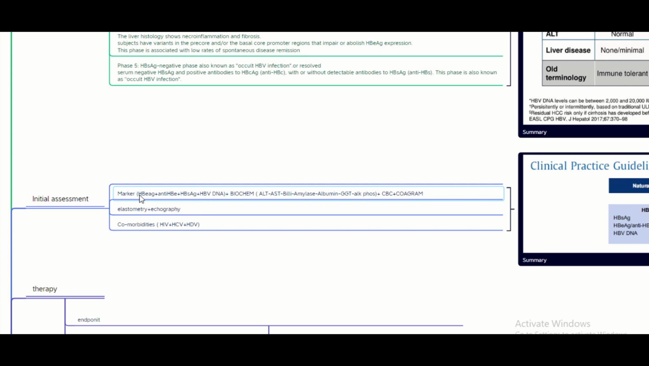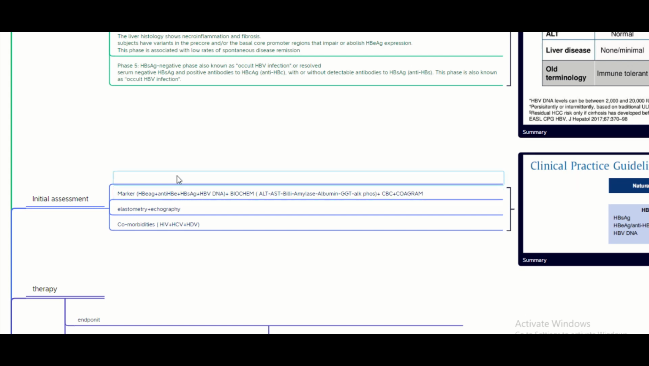The HBe antigen will show us which phase it is in. The anti-HBe will show us if it's beginning to seroconvert or not. The HBs antigen will show us if we have the virus, and the HBV DNA through PCR will confirm this. We can add HBc and anti-HBc IgM as extra.